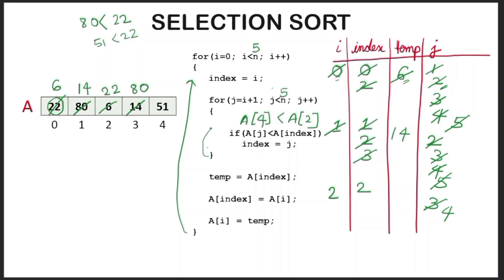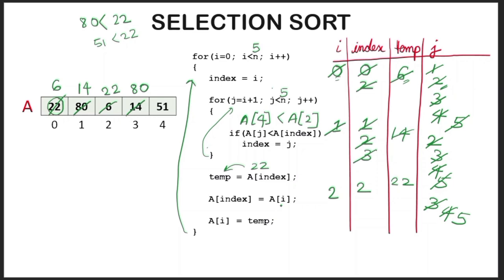So we will come and increment the value of j. The j value is incremented to 5 and we check the condition of the for loop. 5 is less than 5. It is false. We will come out of the for loop. temp is equal to a[index]. What is a[index]? a[2]. a[2] is your 22. We store it in the variable temp.